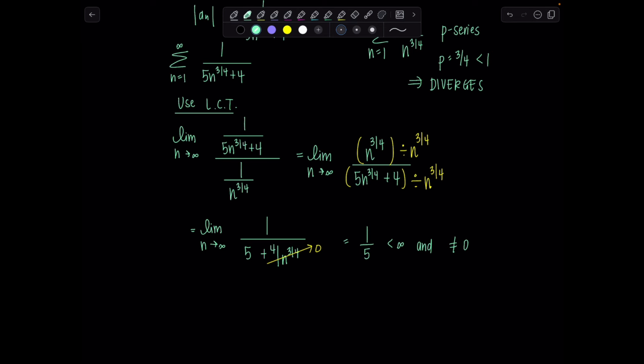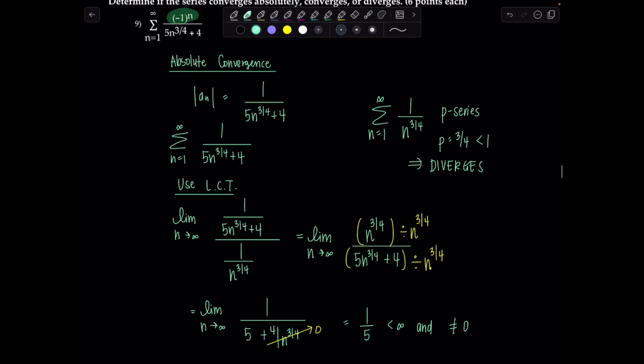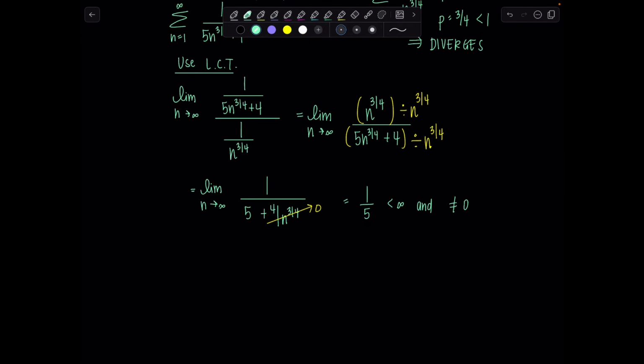And what does that tell me? All it tells me is that my series behaves the same as the one that I compared it to. So the number itself does not tell you whether it converges or diverges. Getting a non-zero finite number tells you that what you compared your series to is how your series behaves. They behave the same. So this means my series, the sum, n equals 1 to infinity, of 1 over 5n to the 3/4 plus 4 also diverges by the limit comparison test.